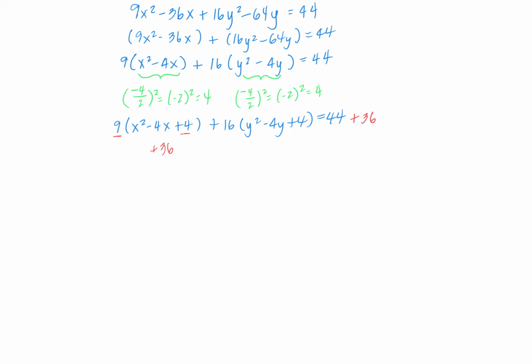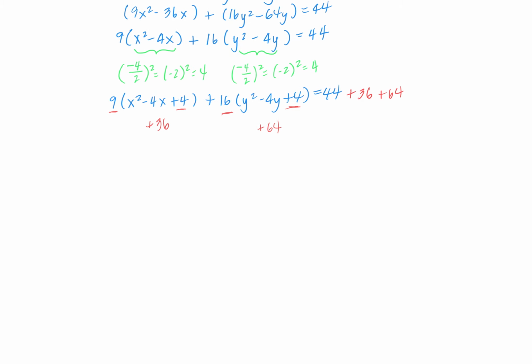Same goes with the y. Although we added 4, we actually added in 16 times 4, or 64. So I have to add the 64 on the right-hand side as well. Let's complete the square inside the parentheses. This becomes 9 times the quantity x minus 2 squared, plus 16 times the quantity y minus 2 squared, equal to 144.